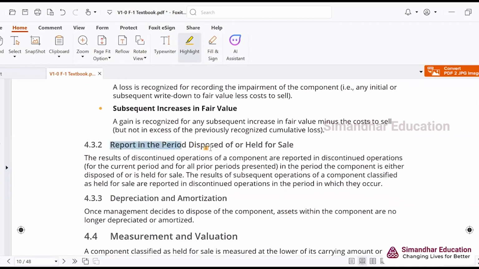When will you report? You will report in the period disposed or held for sale. So either I have already sold, in that period I will say there is this income or loss from discontinued operation. Or when it is held for sale. Held for sale means I have decided that I will sell it. So even in that case, in that period, you will disclose. The results of discontinued operations of a component are reported in discontinued operation for the current period and all prior periods presented. So even if I have decided to sell in this year, for the previous years also I have to calculate and present that number. And when is it done? It is done when it is disposed or held for sale.